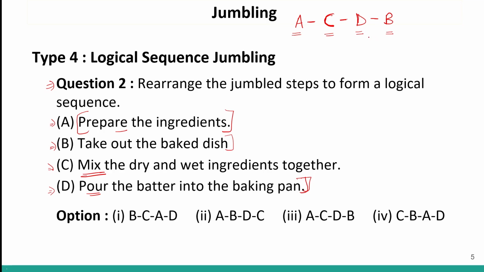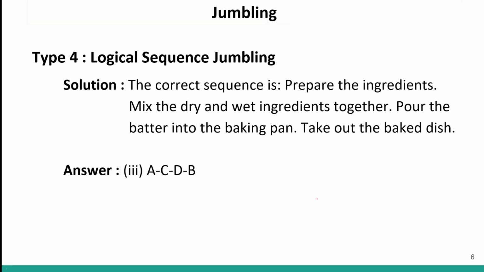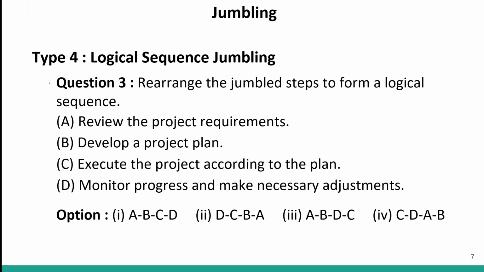So the correct logical sequence will be A, C, D, B, which is in option number 3. So option number 3 will be a correct answer. Clear? Now, question number 3. We have to rearrange the jumbled steps to form a logical sequence.